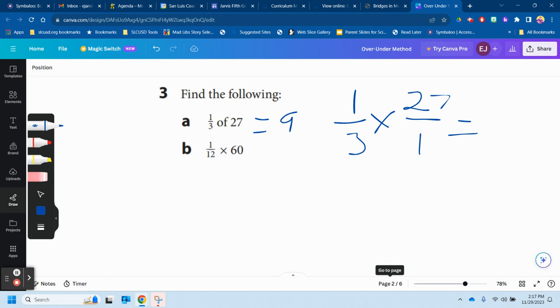Okay, so both 3 and 27 are divisible by 3. So 3 divided by 3 is 1, and 27 divided by 3 is 9. 1 times 9 is 9, so A is 9. Okay, it's just another way to work it out.